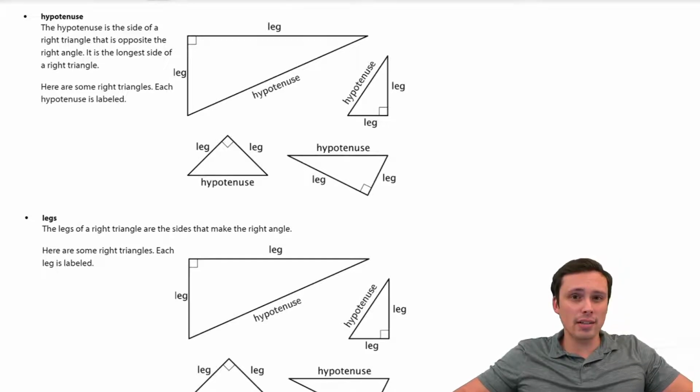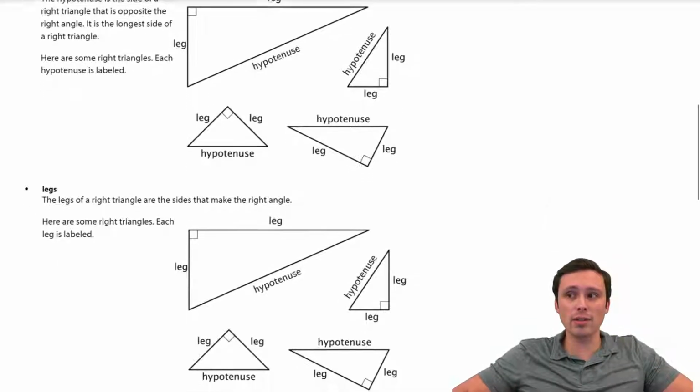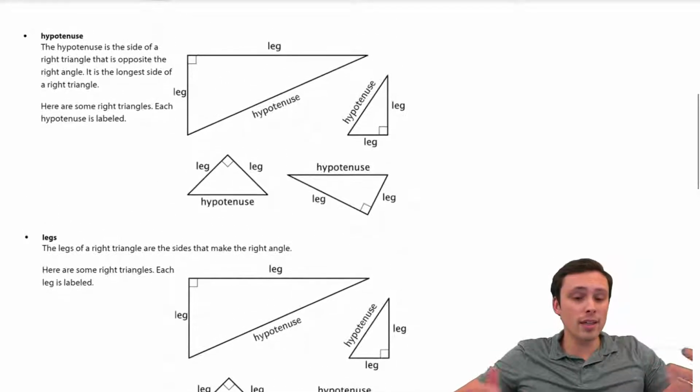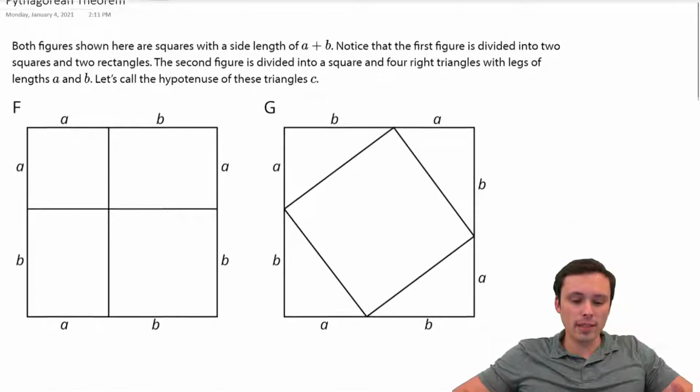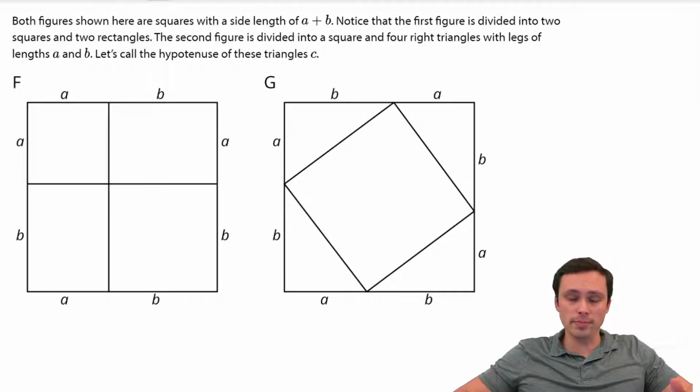But the easiest way to identify it isn't looking for which one's the longest, it's looking for which one isn't one of the two legs. And remember, the legs are the two sides that actually create the right angle. Here are some examples of what that looks like. So now that we're clear on the vocabulary, let's return to this problem.